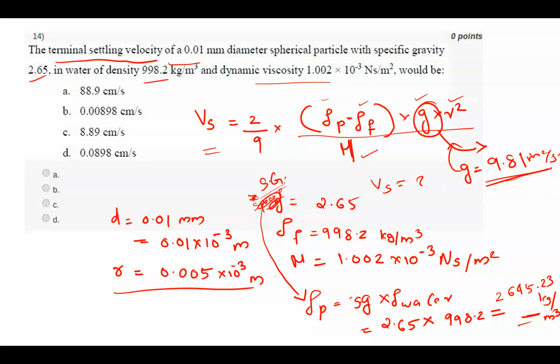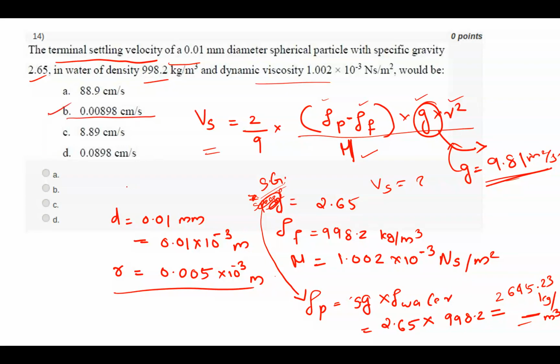What is the answer? Just put these values. Density of particle we have calculated here: 2645.23 kg per meter cube. Yes, B is the right answer.